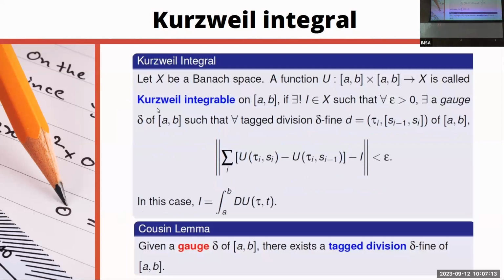With this in hand, we have the definition of a Kurzweil integrable function. We say that a function that we define here is Kurzweil integrable. This is more general than Kurzweil-Henstock, and also Kurzweil-Henstock too. So if this inequality happens, in this case we use this notation. I think the pointer doesn't work very well, but yes. So this is the notation that we have. And in order to ensure that this integral is well defined, we have the Cousin lemma: given a gauge, there always exists a delta-fine tagged division of our interval.